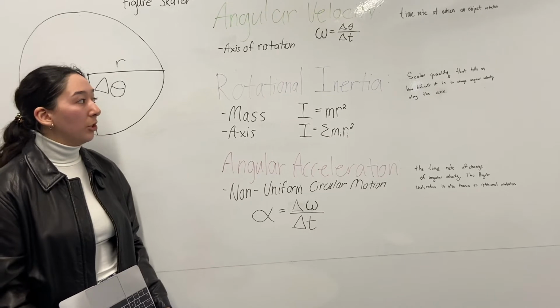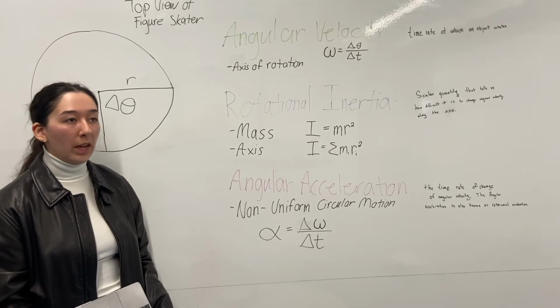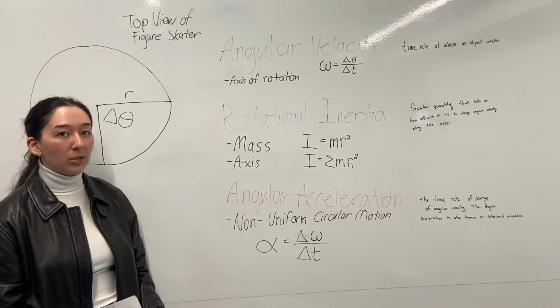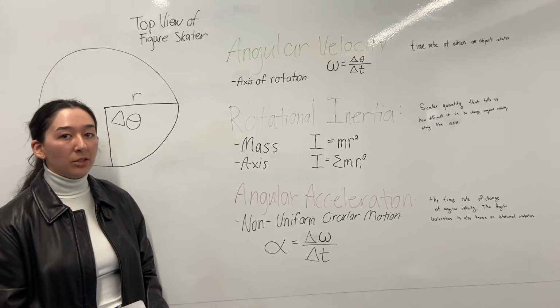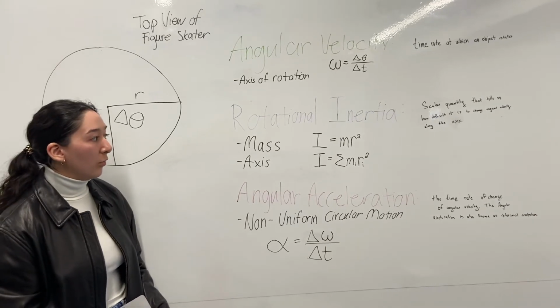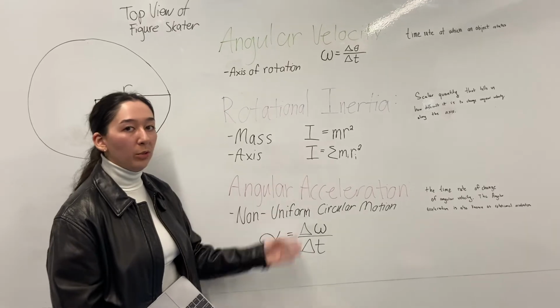Next, we have rotational inertia, which is the measure of how difficult it is to change angular velocity along the axis. It is dependent on the distribution of mass compared to the axis of rotation. It is important in showing us how changes in mass distribution affect changes in rotational motion. Its formula is represented by I and is equal to mass times the square of the radius.